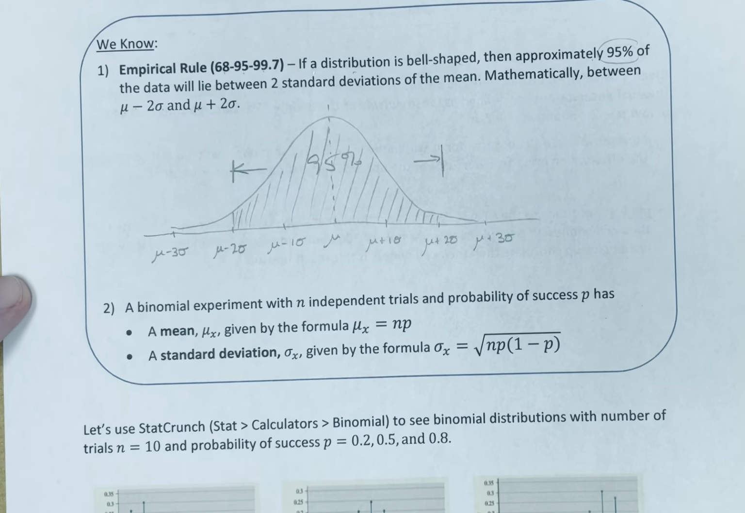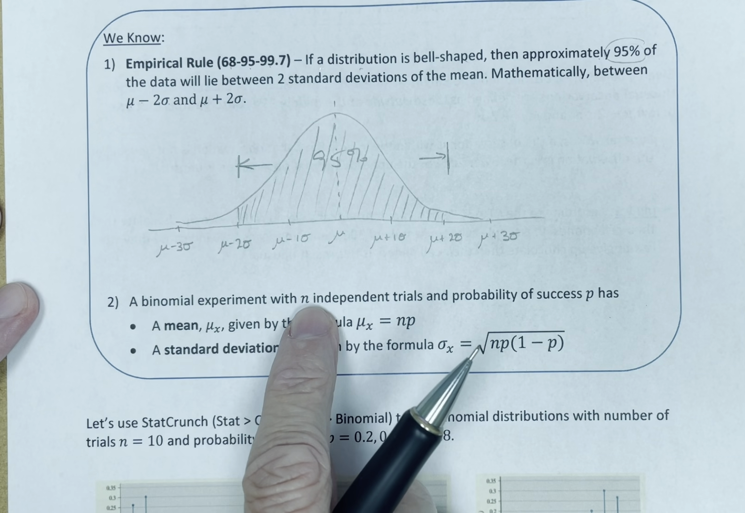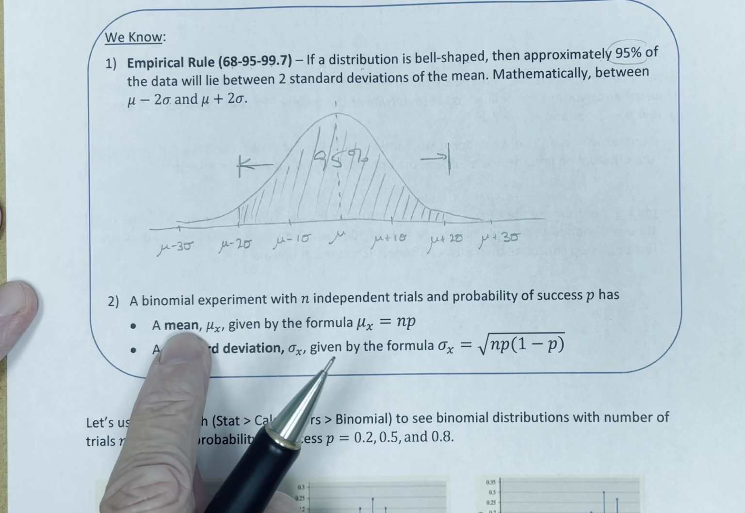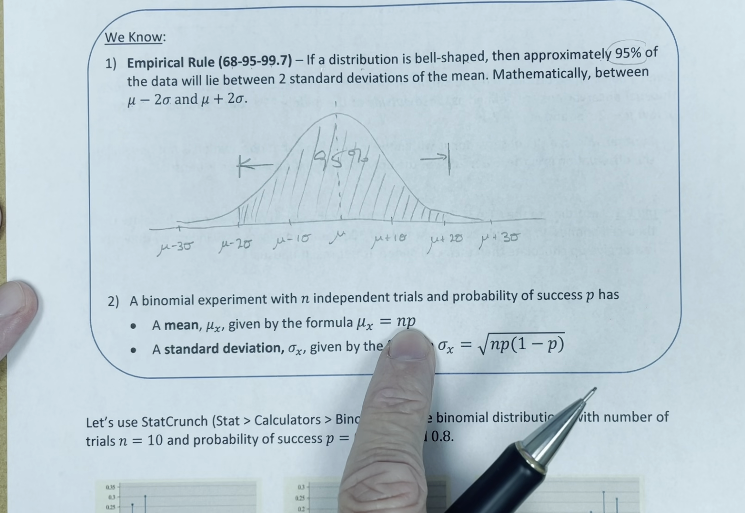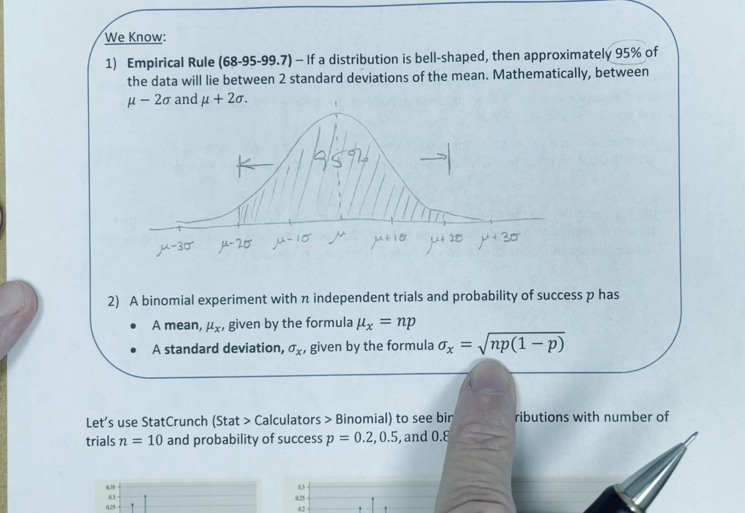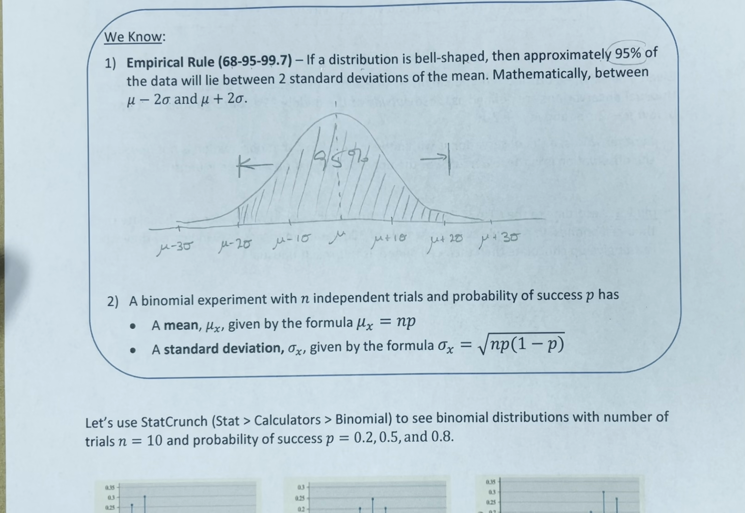And in a previous video, we saw how, given a binomial with n independent trials and probability of success p, the mean is calculated by n times p. The standard deviation is calculated by the square root of n times p times 1 minus p. So we're going to use both of those.